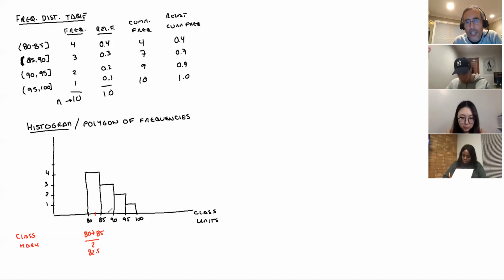So this should be 82.5, correct? The next class mark is going to be 87.5. The next one is going to be 92.5. The next one is going to be 97.5. And what you do is you simply take the same point at the top of the rectangles in the graph, and then you simply join all of them.